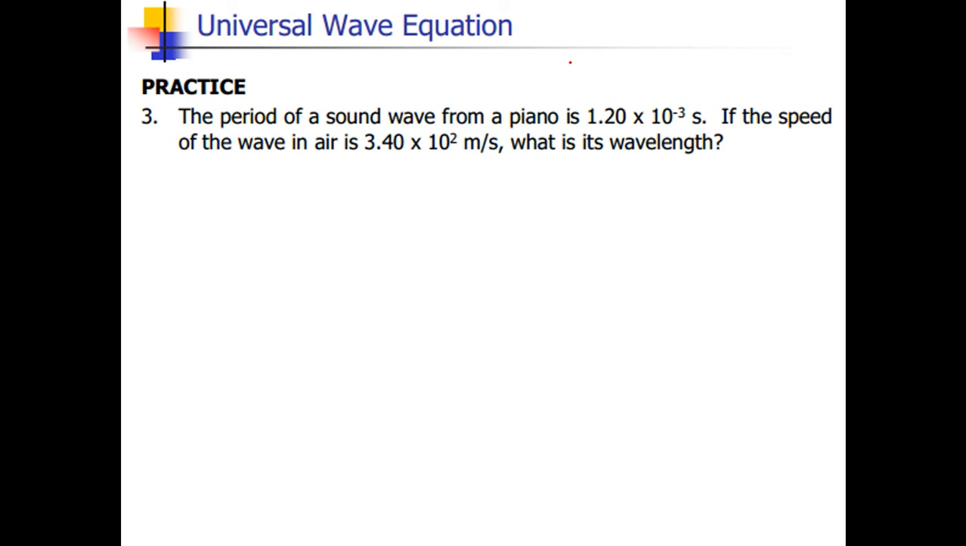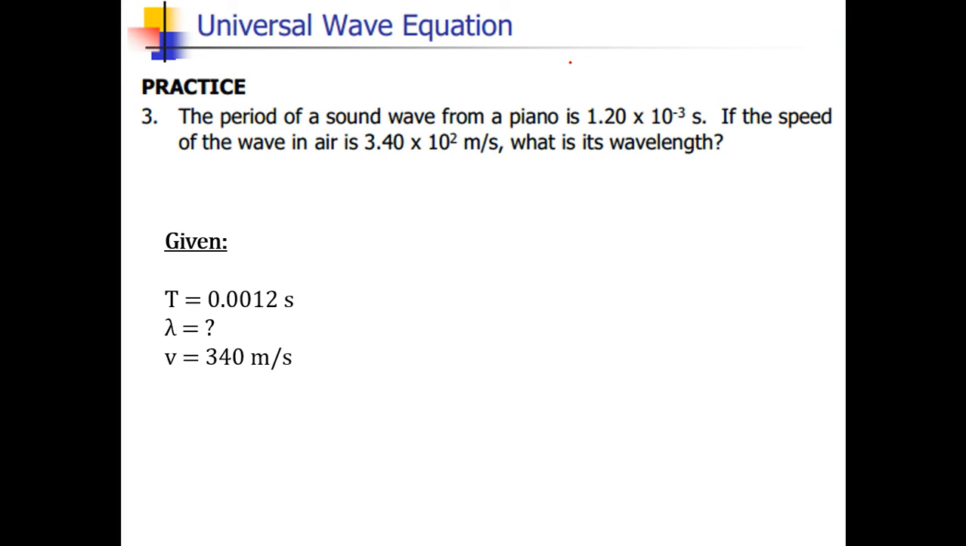Here, this one says the period of a sound wave from a piano is 1.2 times 10 to the negative 3 seconds. If the speed of the wave in air, okay, because remember, speed does change based on the medium that it's passing through. So the speed in air is 340, or 3.4 times 10 to the 2 meters per second. What is its wavelength?